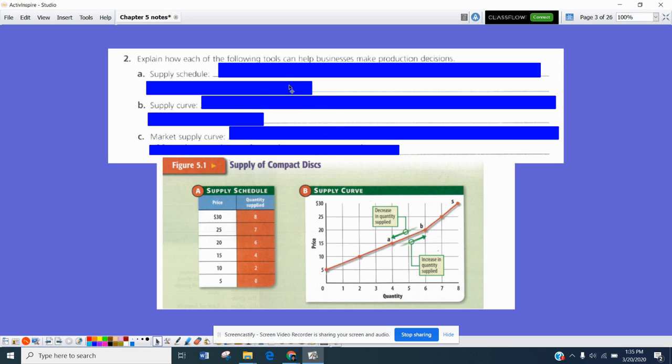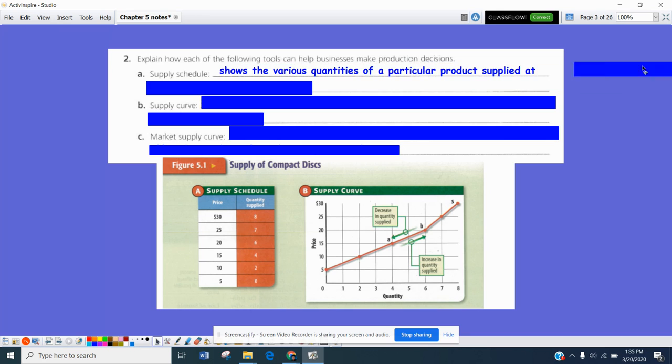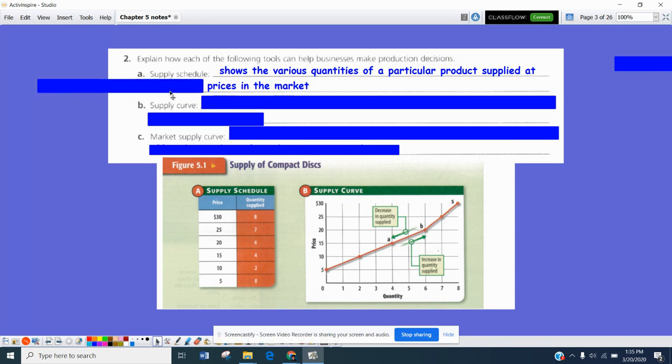So when we look at the following terms, these are going to look a little similar to what we talked about with the law of demand, but we have supply schedules, supply curves, and a market supply curve. A supply schedule is a chart. It shows the various quantities of a particular product supplied at all the possible prices within the market. It's a nice way to look at the numbers. You can see it in that format.